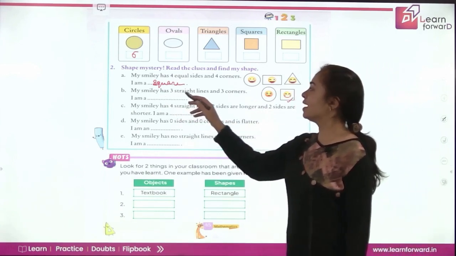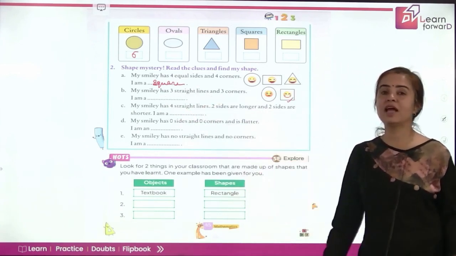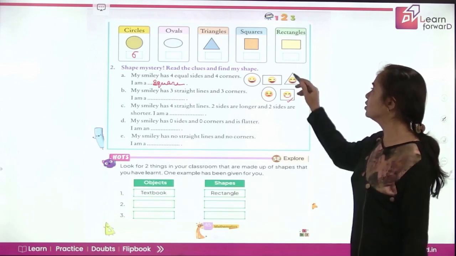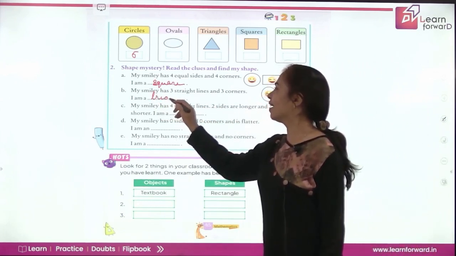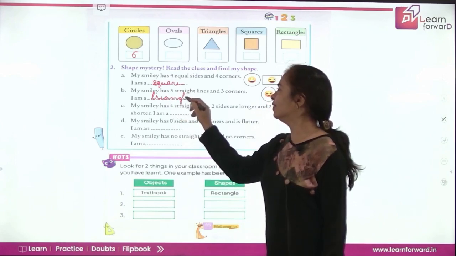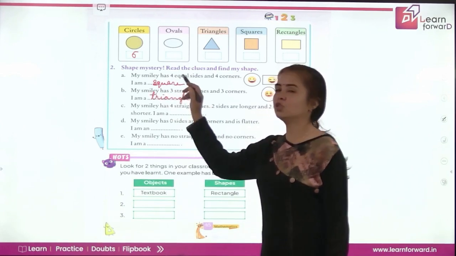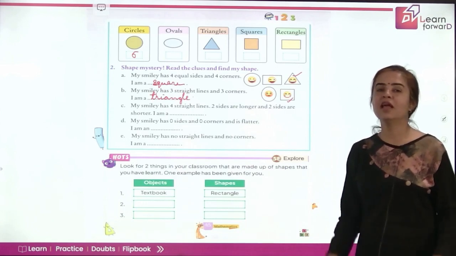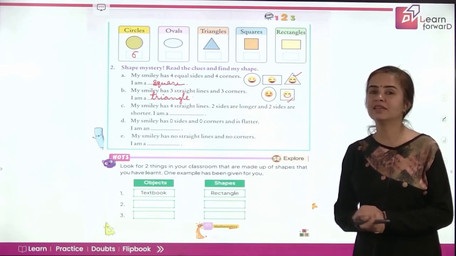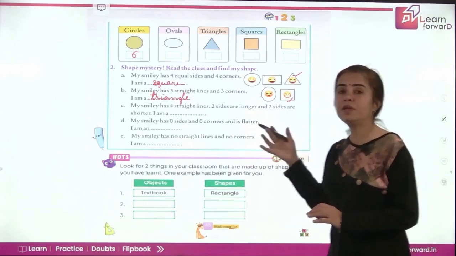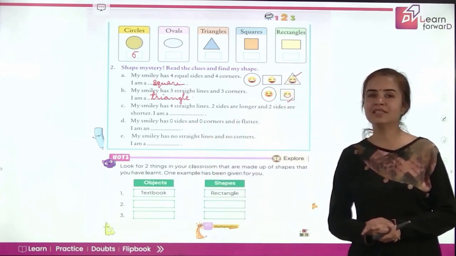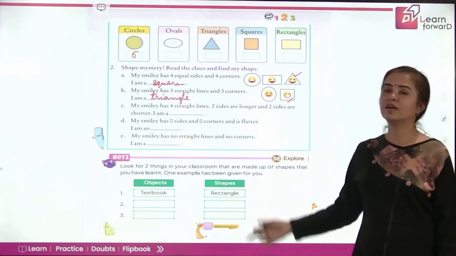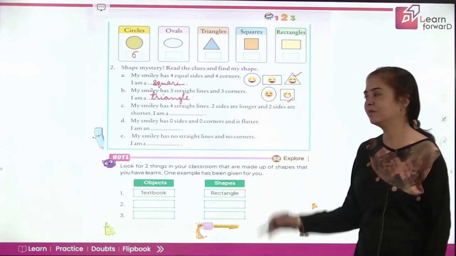My smiley has 3 straight lines and 3 corners. So here is my smiley. I am a triangle. And children, I am sure you'll find this interesting, you will love to solve this mystery yourselves, isn't it? So find out the names of other shapes also.